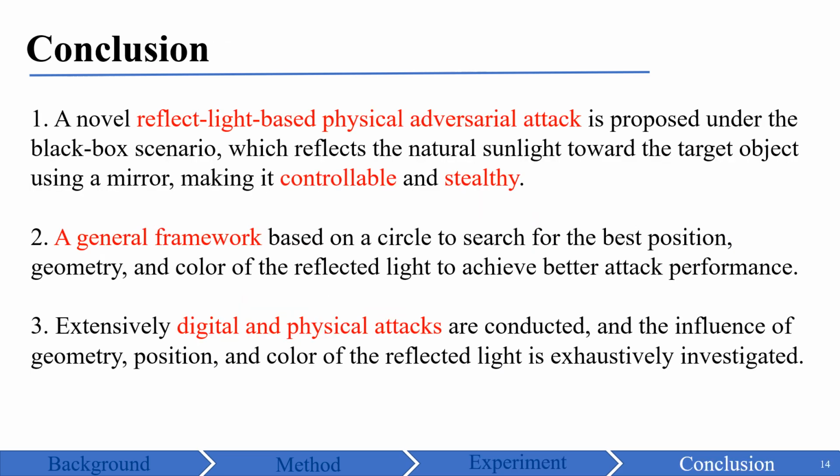Finally, we conclude our work. Firstly, a novel reflected light-based physical adversarial attack is proposed under the black-box scenario, which reflects natural sunlight toward the target object using a mirror, making it controllable and stealthy. Second, a general framework based on a circle is proposed to search for the best position, geometry, and color of the reflected light to achieve better attack performance.